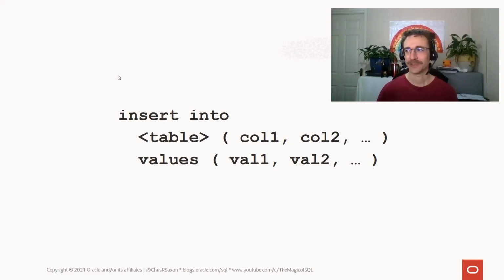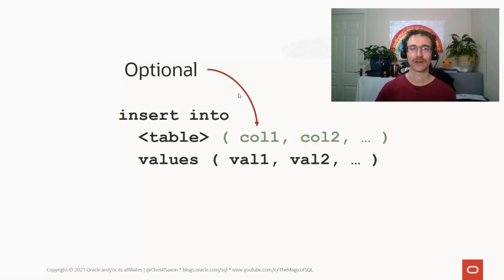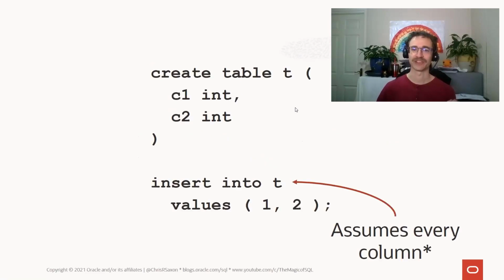So the first thing to note here is this column list is optional. You do not actually have to specify it. You have to say what the table is and what the values are, but you don't have to say what the column list itself is. So we can do something like this. You can create a table and just insert a whole list of values into it. And as I said here, this assumes that you're going to provide a value for every column in the table.